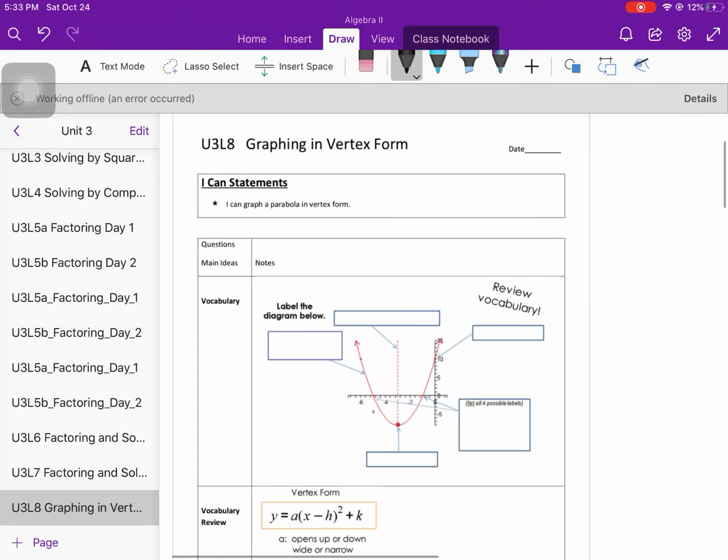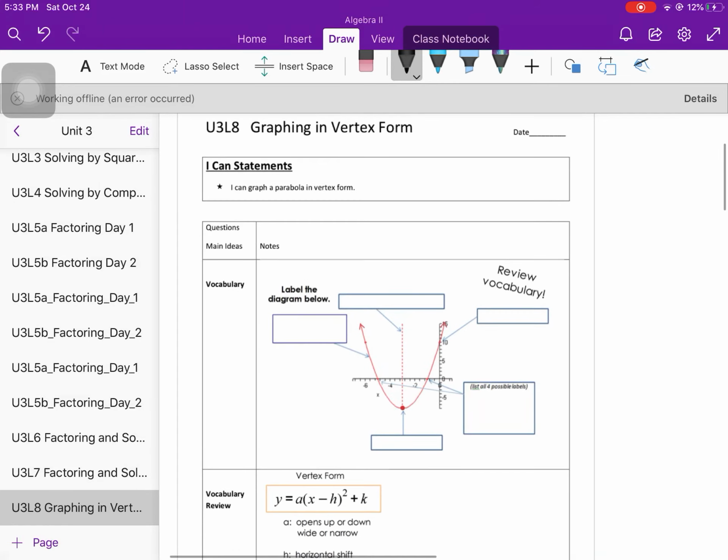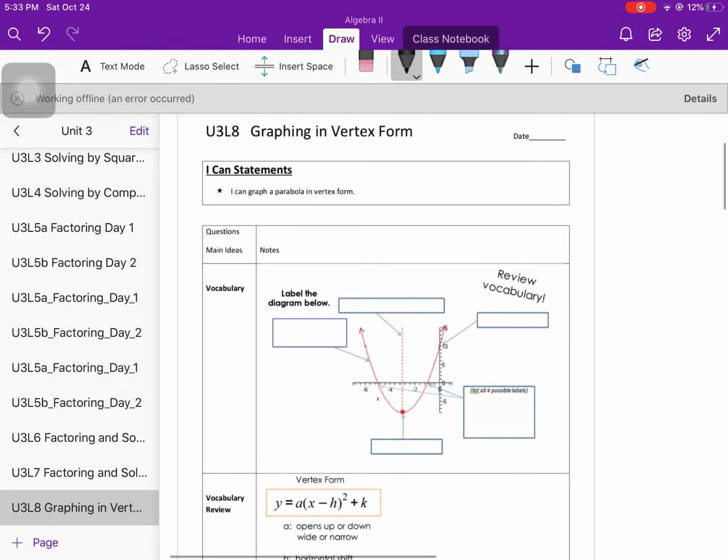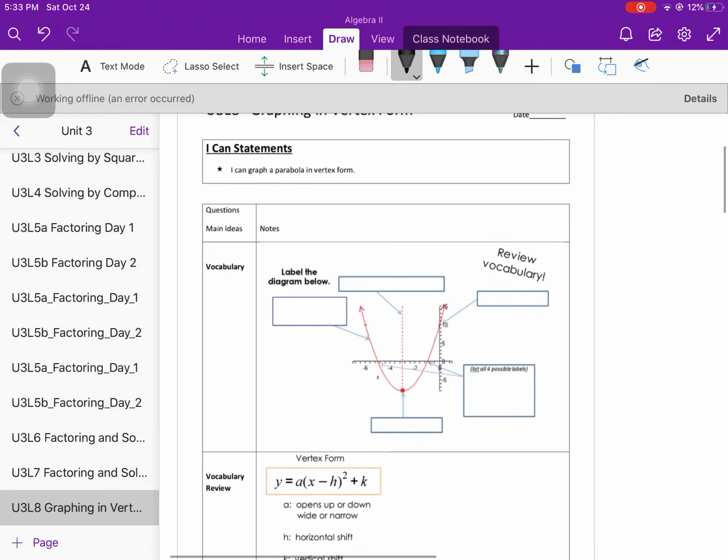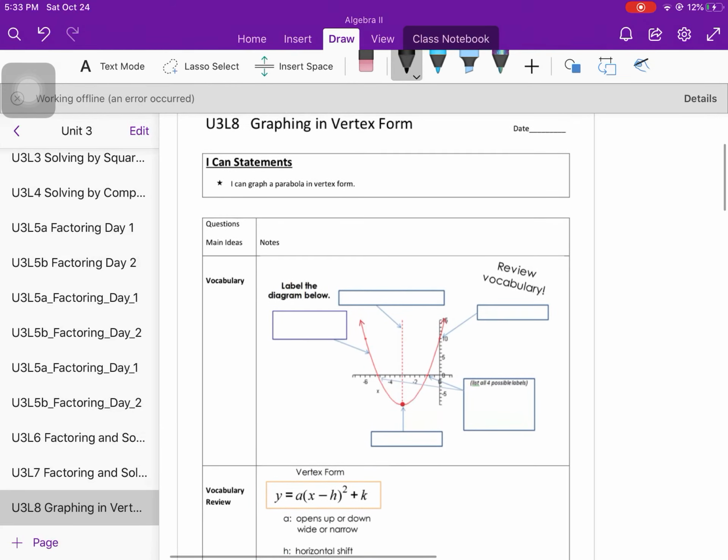Hello, welcome to the last section of Unit 3, which is Lesson 8. Today we're going to be graphing in vertex form. We're actually going to be graphing quadratics. We've been solving them, we've been factoring quadratics, all these different kinds of things, but now we're actually going to graph them on a coordinate grid.